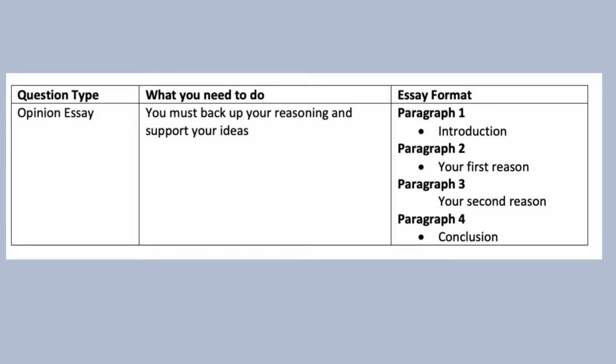And last but not least, guys, you may get an essay that's just asking for your opinion. So you need to make sure that you back up your reasoning and support your ideas with strong evidence when you give your opinion of why you think something is right or wrong. Paragraph 1 would be the introduction. Paragraph 2 would be your first opinion and your first reason. Paragraph 3 would be your second opinion and your second reason. And then paragraph 4, last but not least, would be the conclusion.